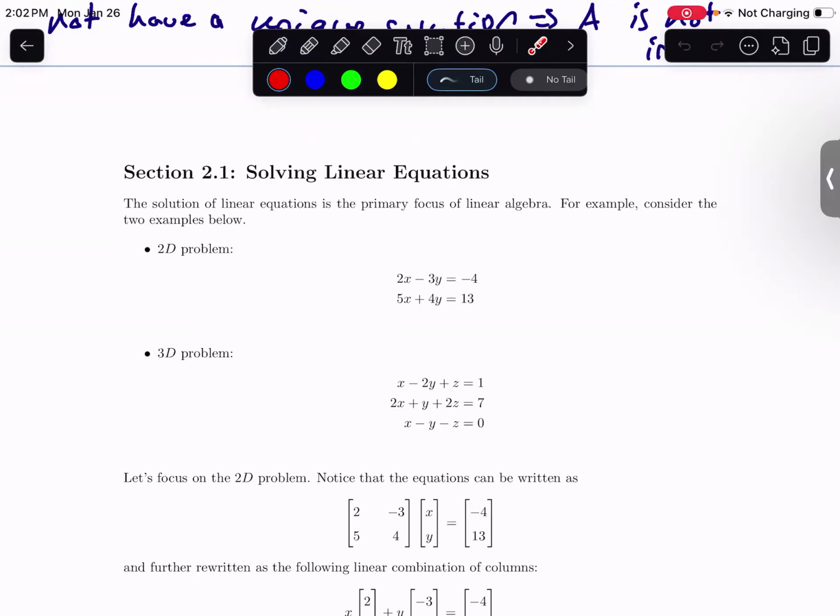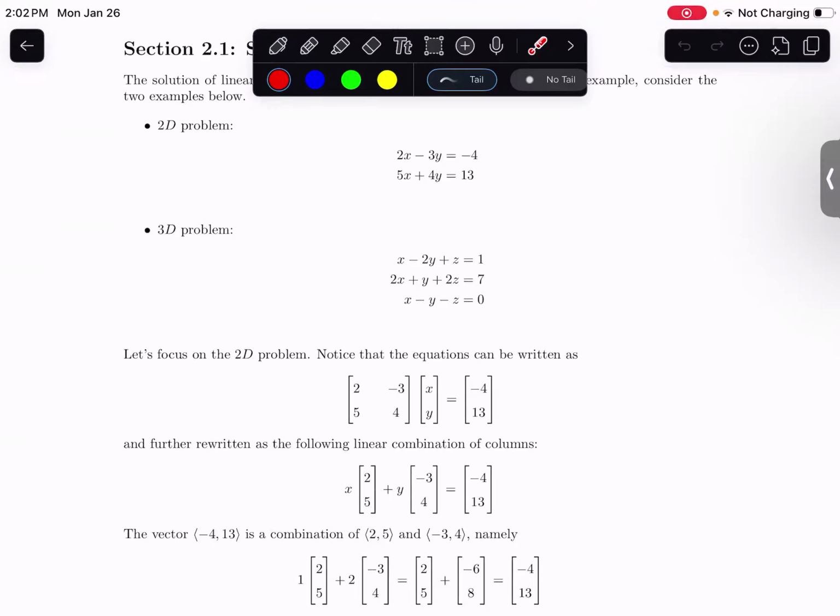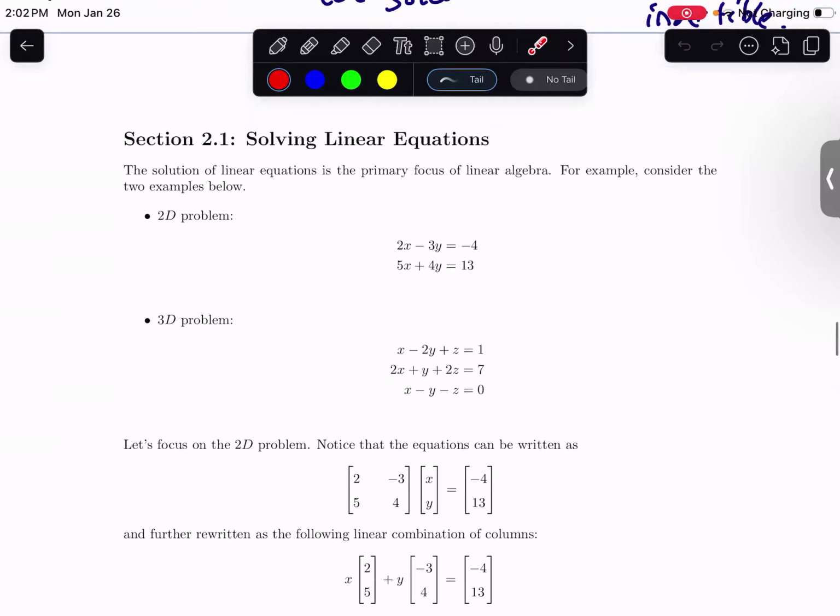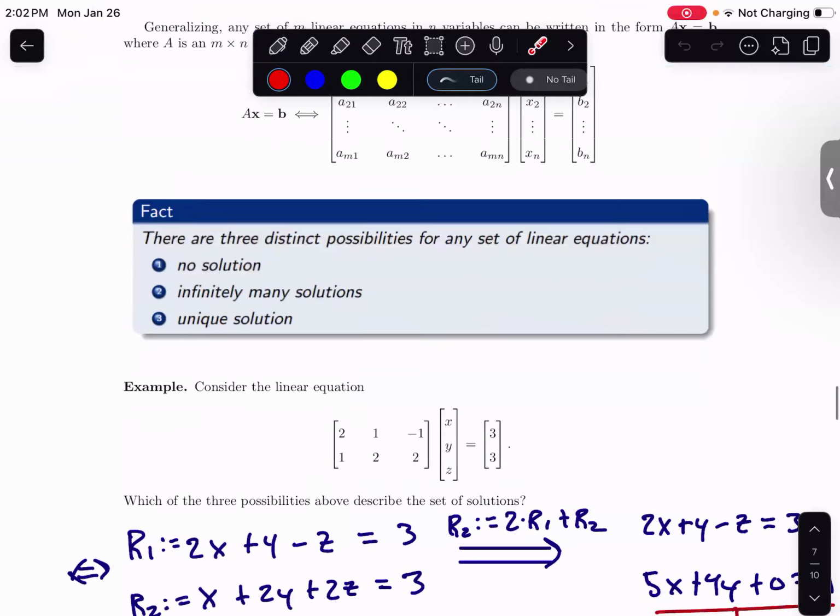Anyways, what we did in class on Friday, aside from the quiz, is we started chapter 2, which was mostly focusing on solving linear equations. This is something you probably learned how to do in an old algebra class. We were performing elimination, and we went through a couple of examples.